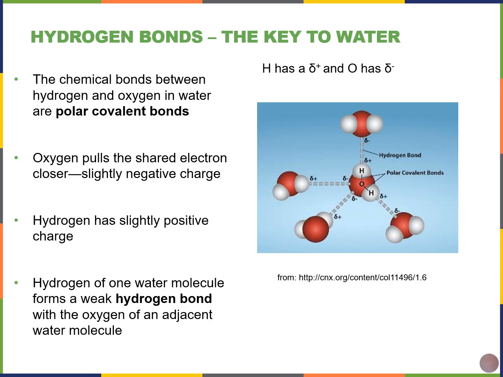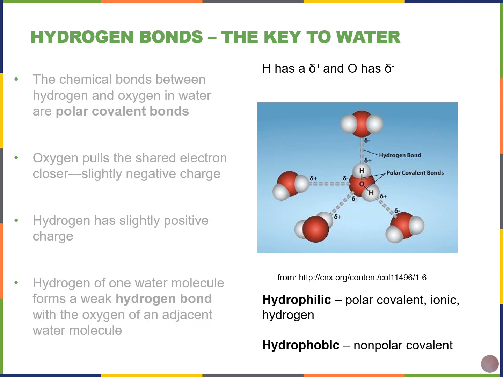So this slide is a review of what I went over earlier. We remember that hydrogen has a partially positive charge, oxygen is partially negatively charged, and hydrogen bonds are formed between adjacent water molecules. Molecules that can mix with or dissolve in water are known as hydrophilic molecules. Hydro means water and philic means loving. So these molecules are usually comprised of polar covalent bonds, hydrogen bonds, and ionic bonds.